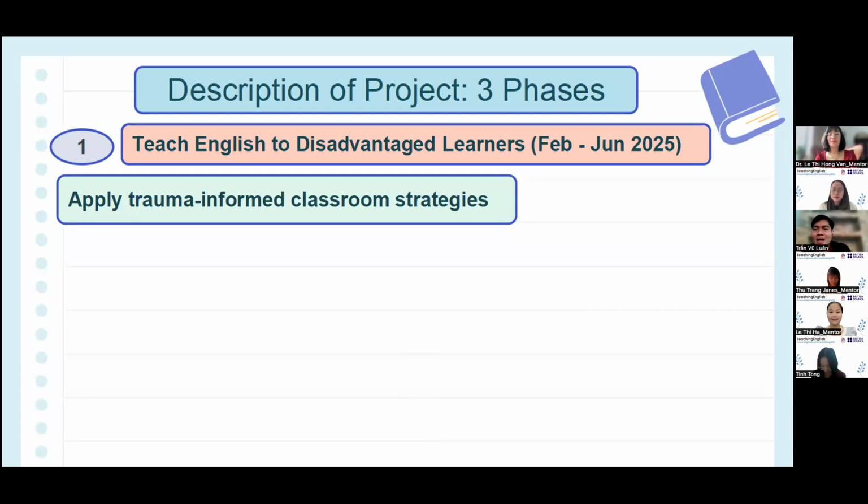So, I have a question. How can you create a trauma-free classroom? You recognize the unconscious defense mechanisms. After that, you will apply trauma-informed classroom strategies. How can you create a trauma-free classroom?